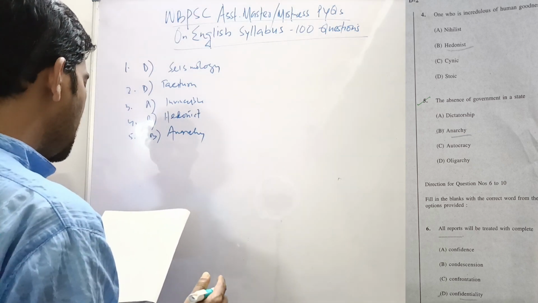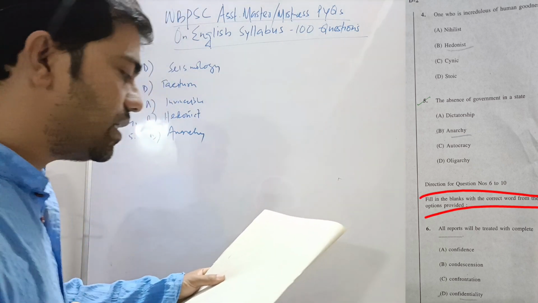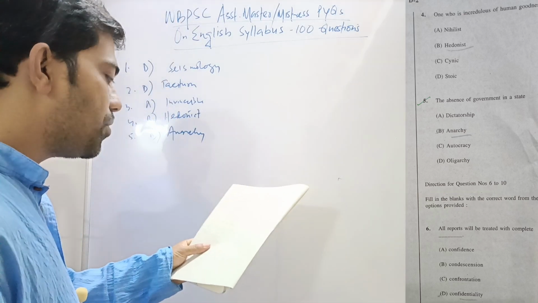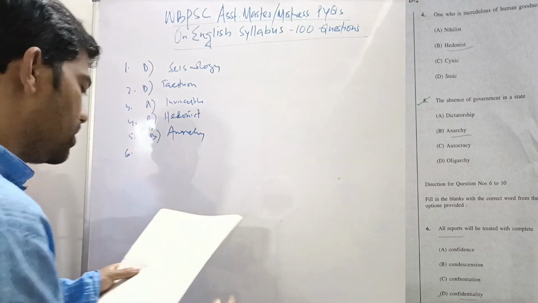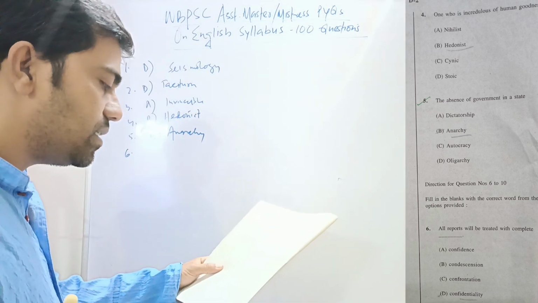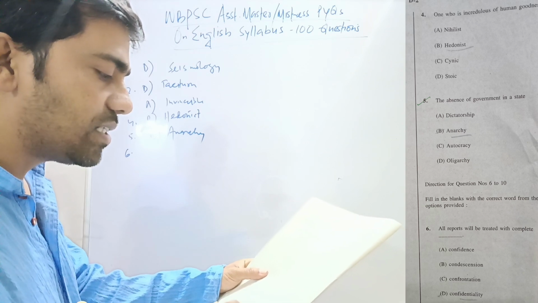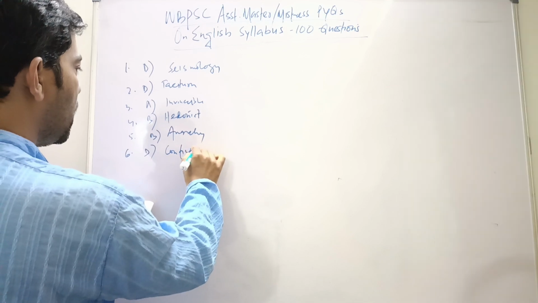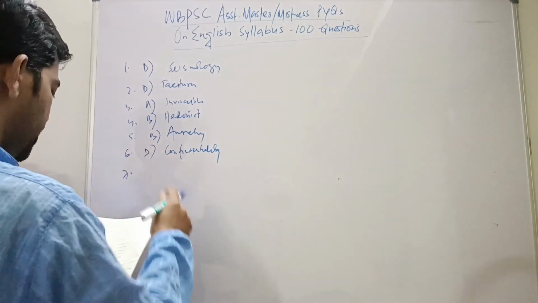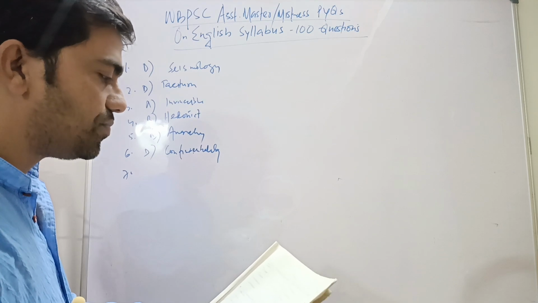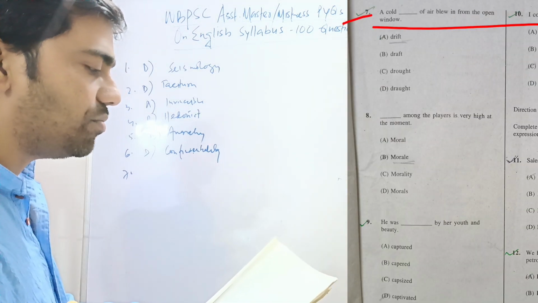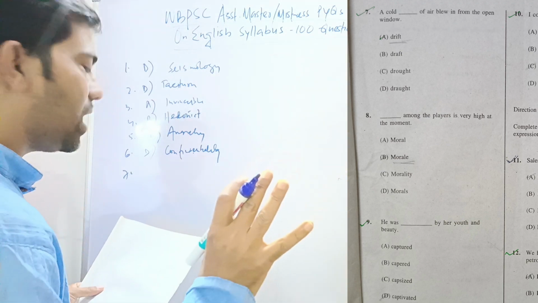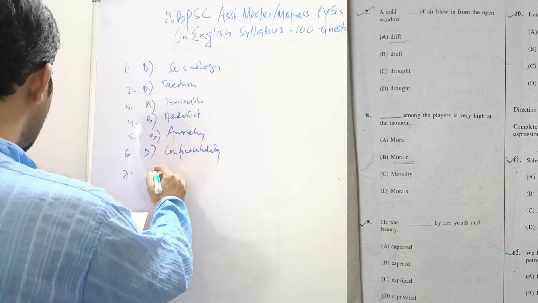Directions for question number 6 to 10: fill in the blanks with the correct word from the options provided. 6 to 10, all reports will be treated with complete confidence, condensation, confrontation, confidentiality. So D will be the most appropriate, confidentiality. 7 number, a cold dash of air blew in from the open window. So a cold drift, it is called drift. Jhoka, gust. So a cold drift, A number.